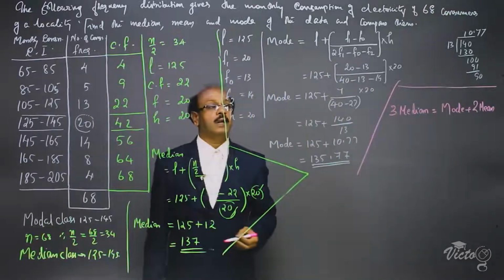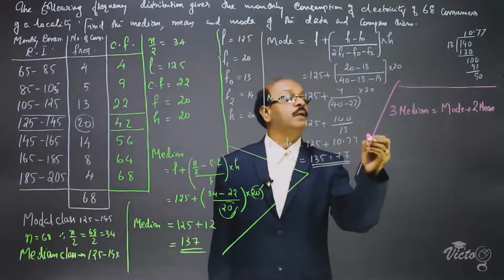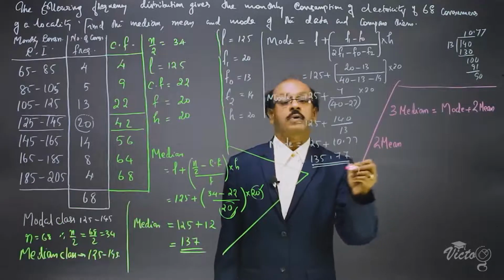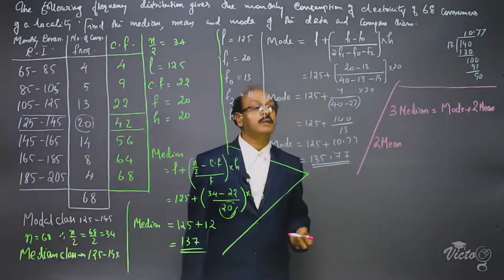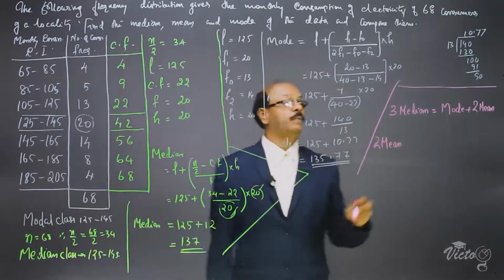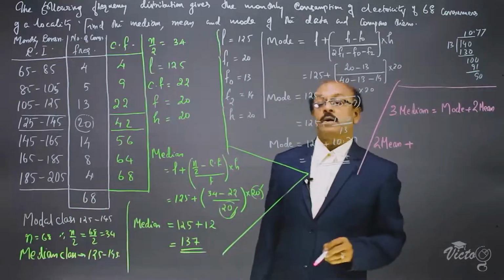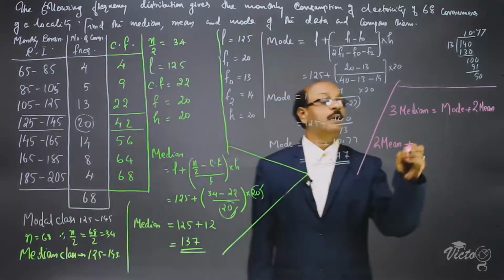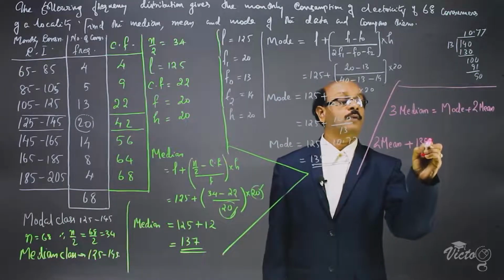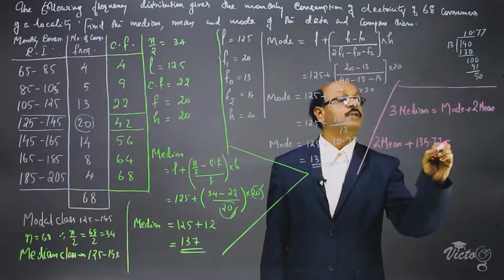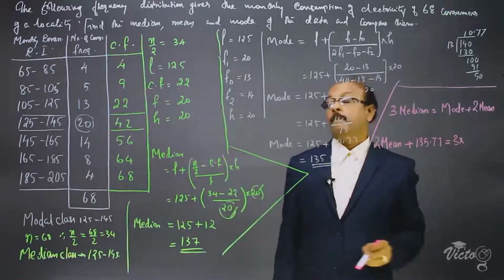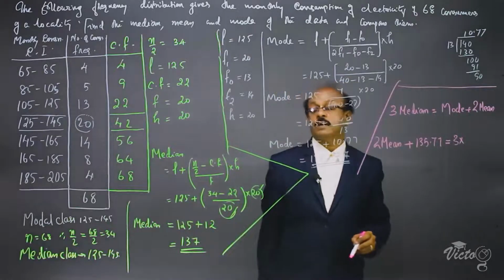So we are giving the values. 2 into mean is equal to 2 mean. The value of mean is not known for us. We are going to find out the value of mean. So write it on the left side: 2 mean plus mod. The value of mod is 135.77, which is equal to 3 into median. The value of median is 137.